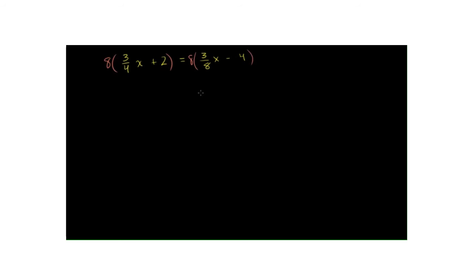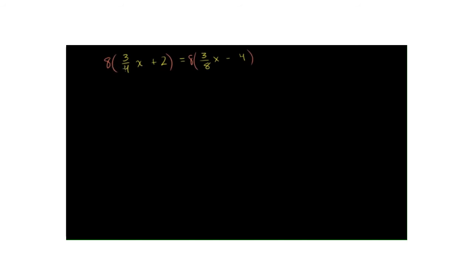And you say, hey, Sal, how did you get 8? And I got 8 because I said, well, what's the least common multiple of 4 and 8? Well, the smallest number that is divisible by both 4 and 8 is 8. So when you multiply by 8, it's going to get rid of the fractions. And let's see what happens.